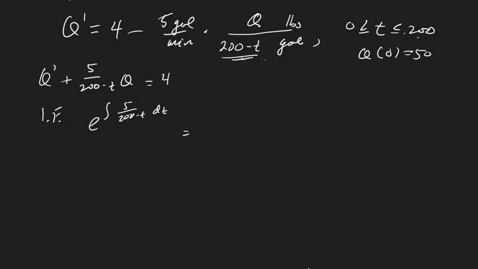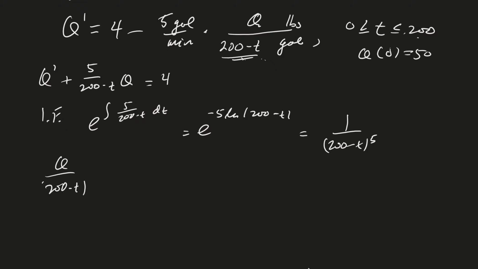So what do we get from that? That's e to the minus 5 natural log 200 minus t. I like to use absolute values there until I'm sure that everything's good. Simplifying that, I get 1 over 200 minus t to the 5th power. Good. So now I can write my differential equation as Q over 200 minus t to the 5th power, prime, is equal to, now I multiply the right hand side by that as well, so I'm going to have 4 over 200 minus t to the 5th power.